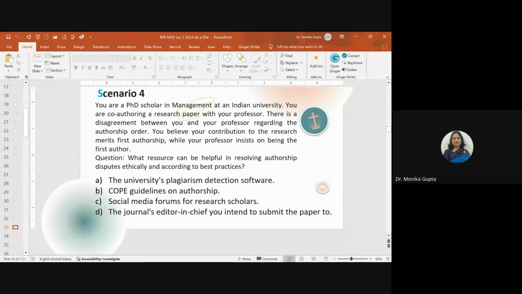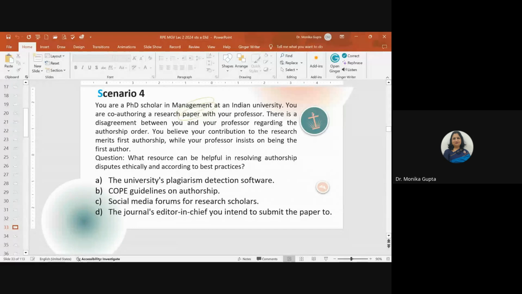Now, another scenario. You are a PhD scholar in management at an Indian University. You are co-authoring a research paper with your professor. There is a disagreement between you and your professor regarding the authorship order. And this is a common practice, I hope.